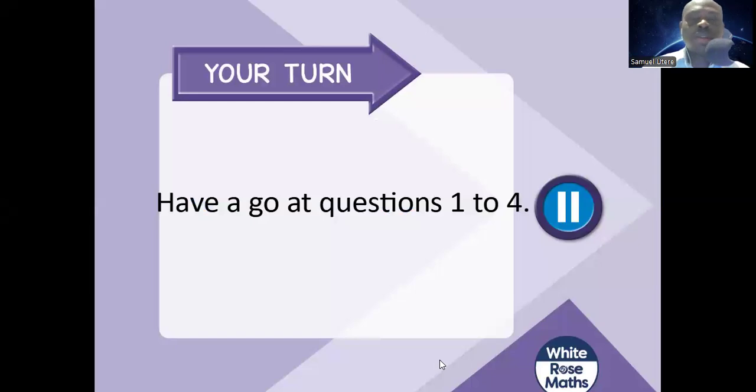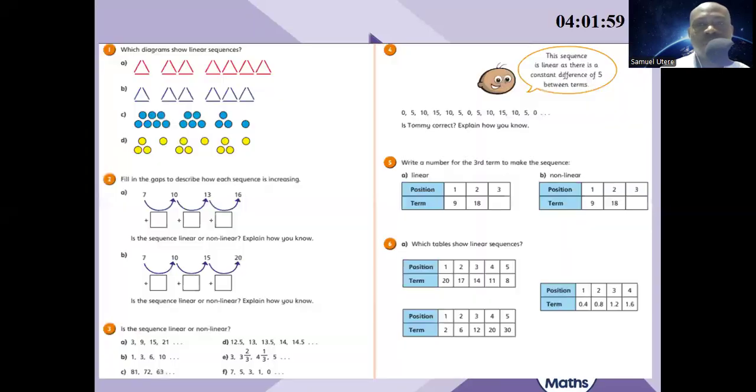All right. I would like you to have some practice. So remember what we've learned so far. You've learned that a linear sequence has a constant difference. So the number is changing by the same amount as you move from one term of the sequence to the next term of the sequence. A nonlinear sequence does not have a constant number changing every time, so the numbers will change.